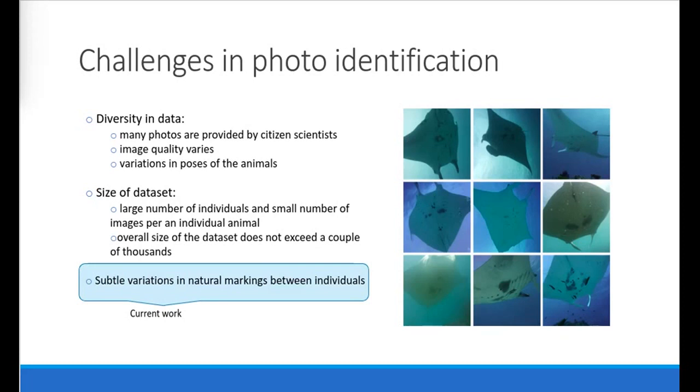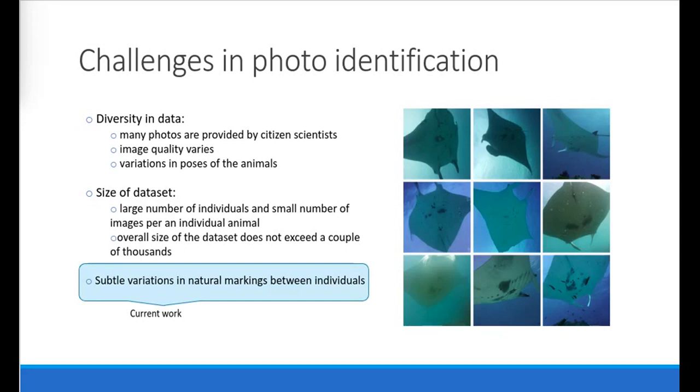Then there is the size of the dataset. There is a large number of individuals, like over thousands of different animals, and there is a small number of images per individuals. In many cases it can be 10 or less. And overall the size of the dataset doesn't exceed a couple of thousands. So it's really hard to use deep learning methods on this data. And finally, the variations in natural markings between individuals is really subtle. So there is much more ambiguity when identifying individuals by their markings than when identifying people.